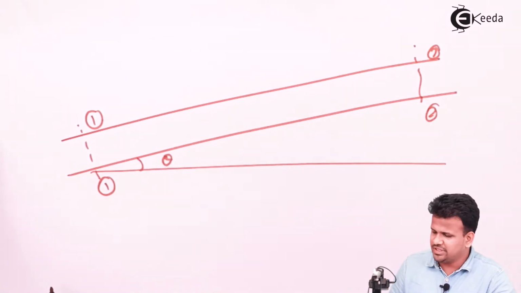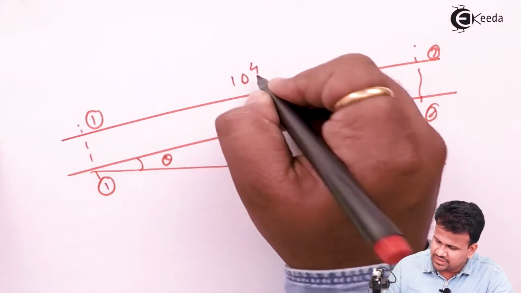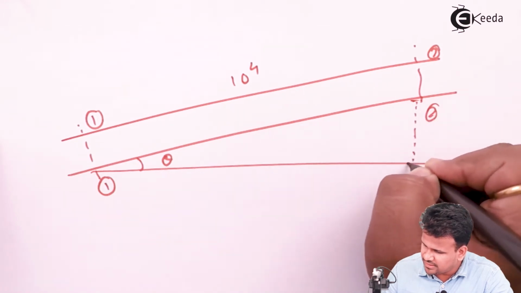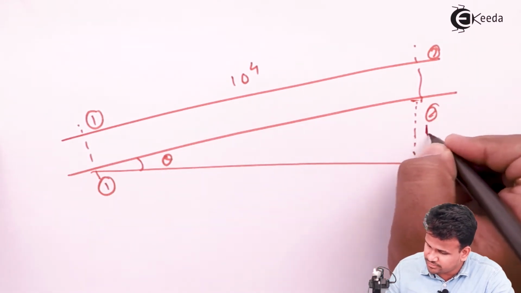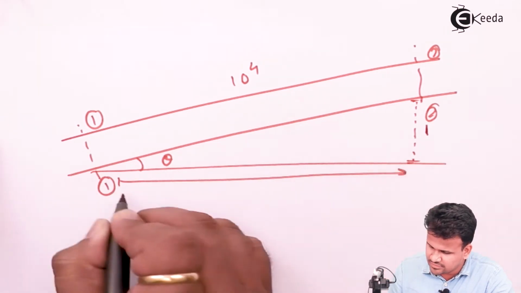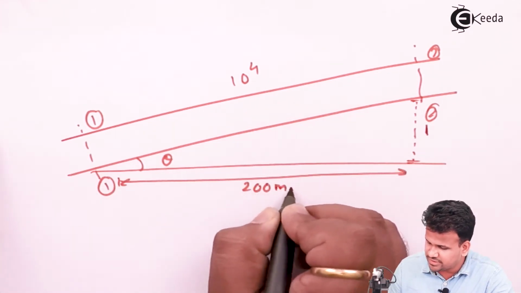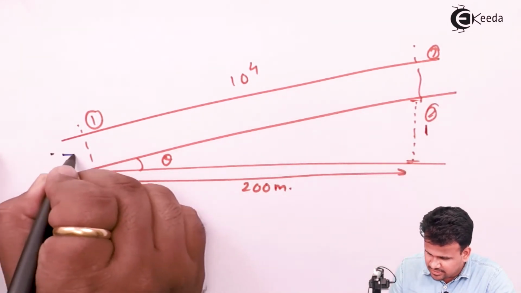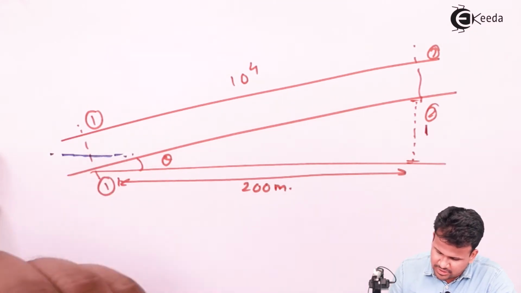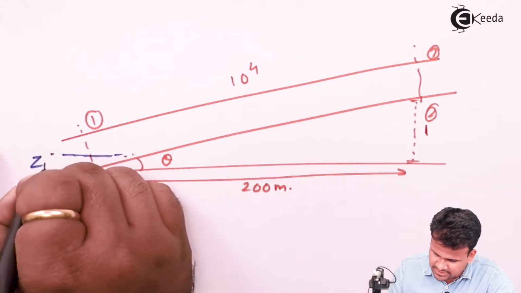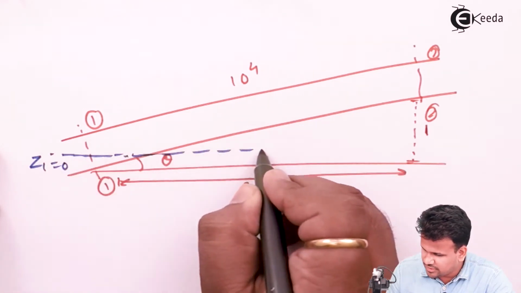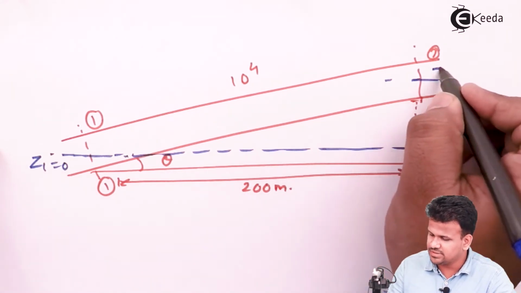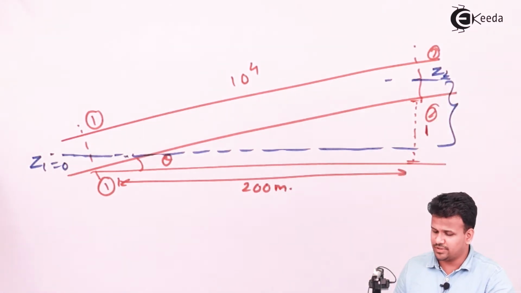That angle is theta. Now this length over here is 10 raised to 4, and the ratio of the opposite side is given to you. If it is 1 meter, then the horizontal distance covered is 200 meters. If you consider this as the datum line, then z1 is equal to 0. We have to calculate the difference between z1 and z2.